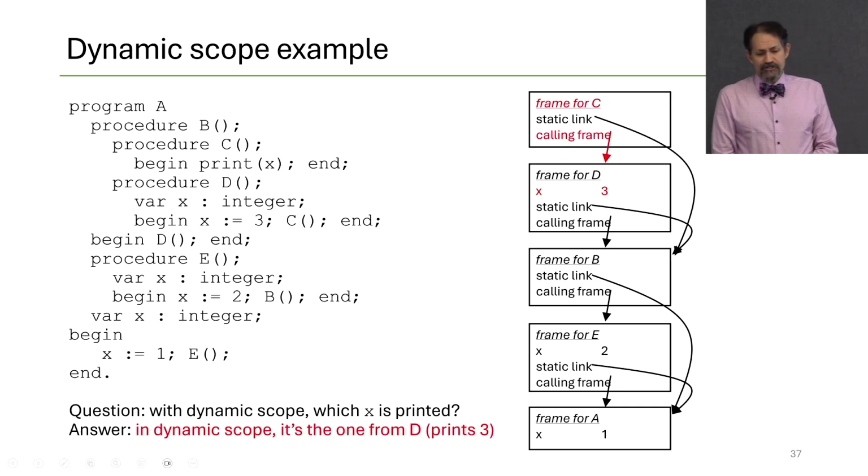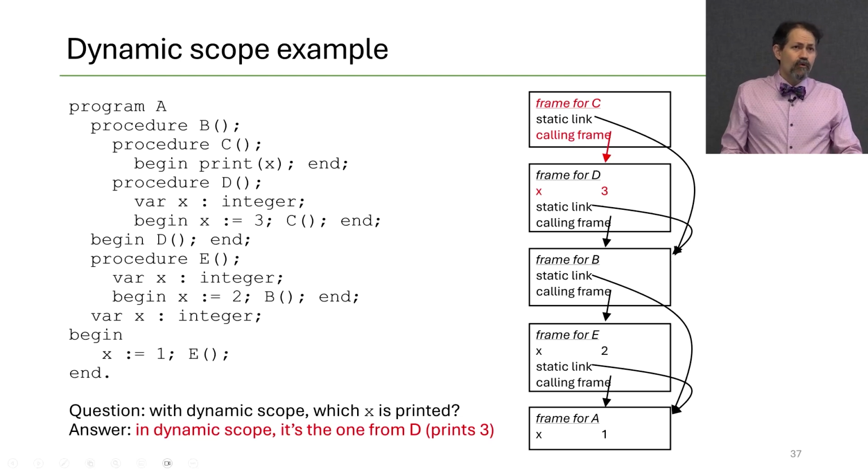Okay, so in dynamic scope, we're going to start with the frame for C, and we're going to look at what's the next frame in the stack. Who called C? Well, in this case, the procedure D called C. And so the calling frame from C is D. We follow that link instead of the static link, and we see, oh, here's an x, the value is 3, and so we'll print 3. So Common Lisp implements dynamic scoping, and it would print 3 by default here.